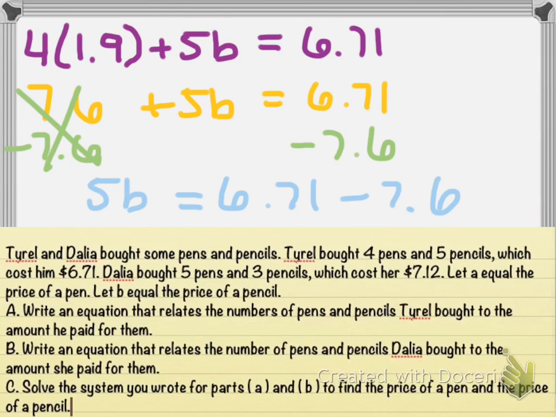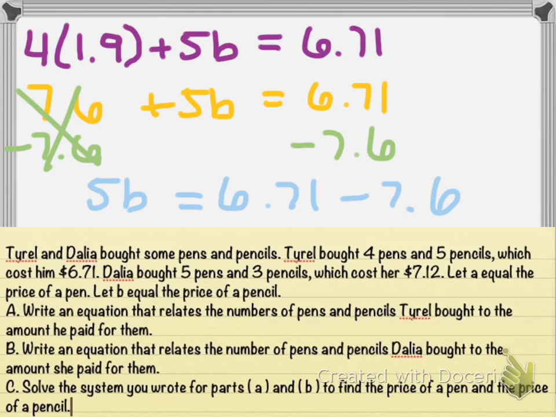For getting the answer for B, you will now have to substitute the total amount of A for A. So the equation would look somewhat like this. 4 times 1.9 plus 5B equals 6.71. And the second equation would be 7.6 plus 5B equals 6.71.